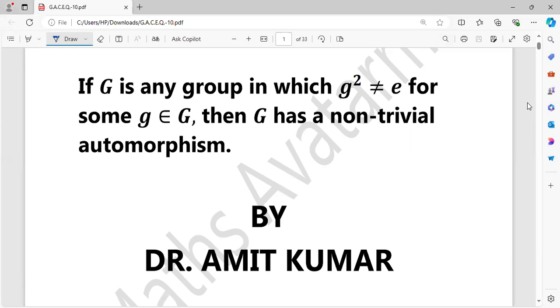So today we are going to see another important question. If G is any group in which g square is not equal to identity for some g belongs to G, then G has a non-trivial automorphism. We can say that if G is a group in which there is an element g whose order is not equal to 2, it means order of g is greater than 2, then G has a non-trivial automorphism. Okay, so let's see how we'll do it.